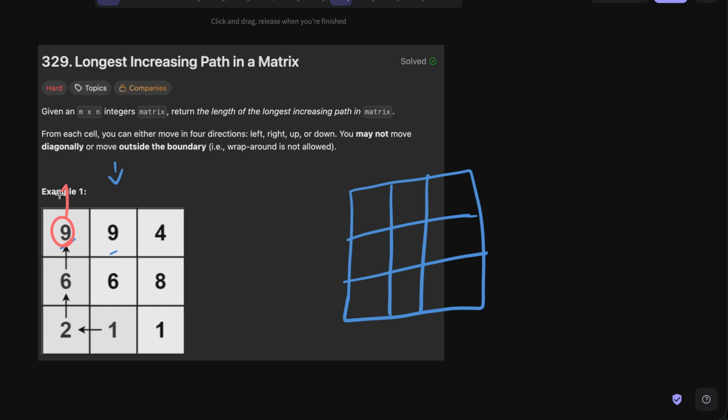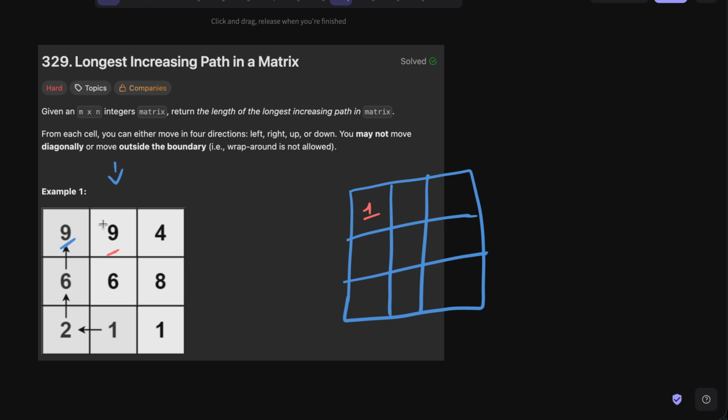I cannot go up because it is out of bound. I cannot go left because it is also out of bound. So what it means is that I can only stay at 9 if I start from here. So the length is going to be 1, right? So here I can store 1. So the longest increasing path starting from 9 is 1. Then I will be here.